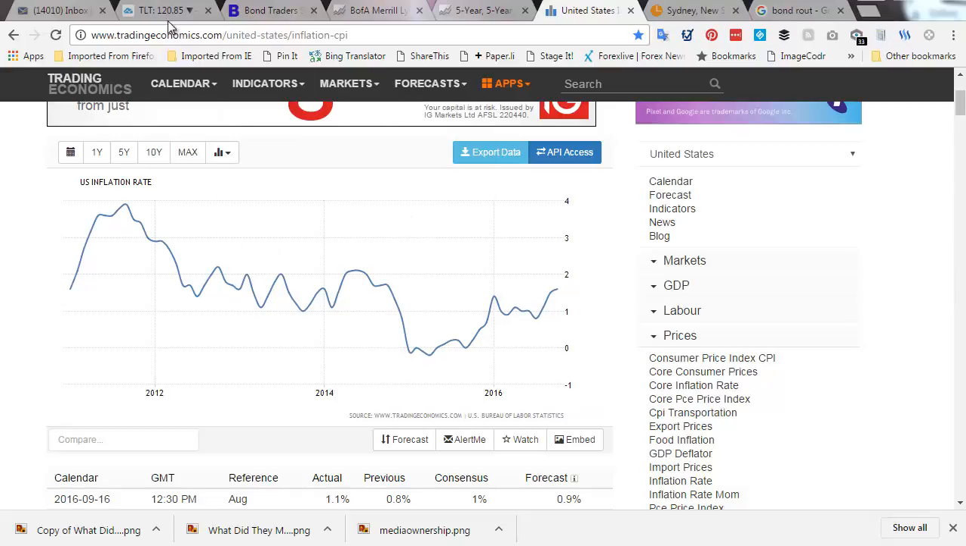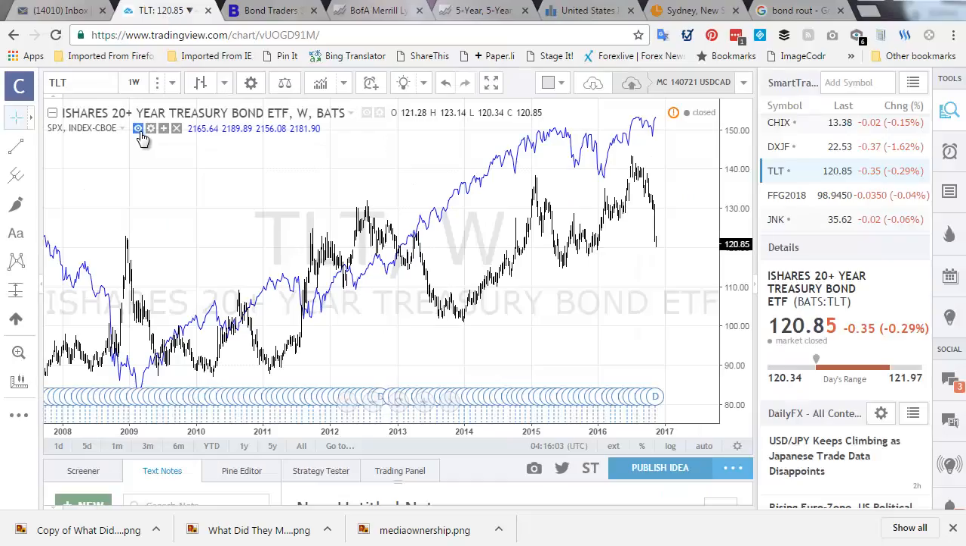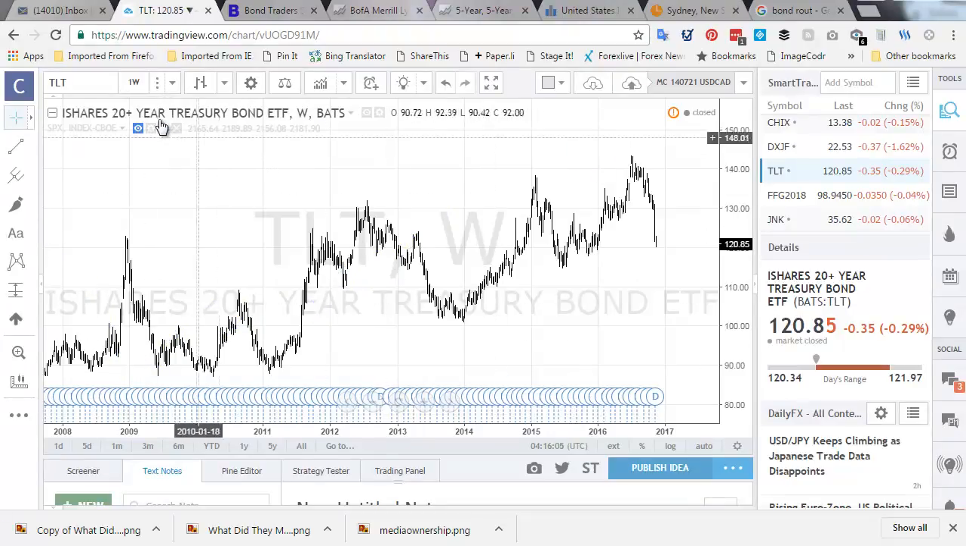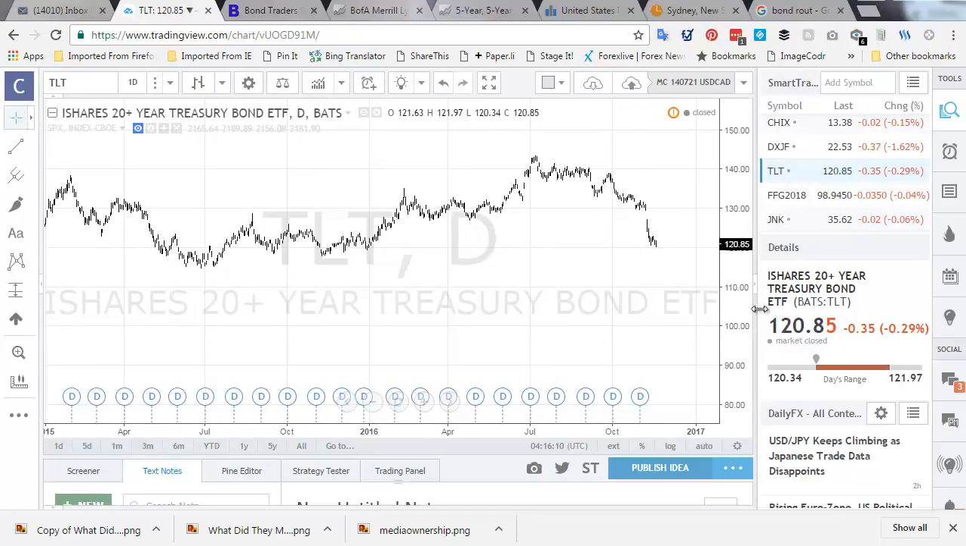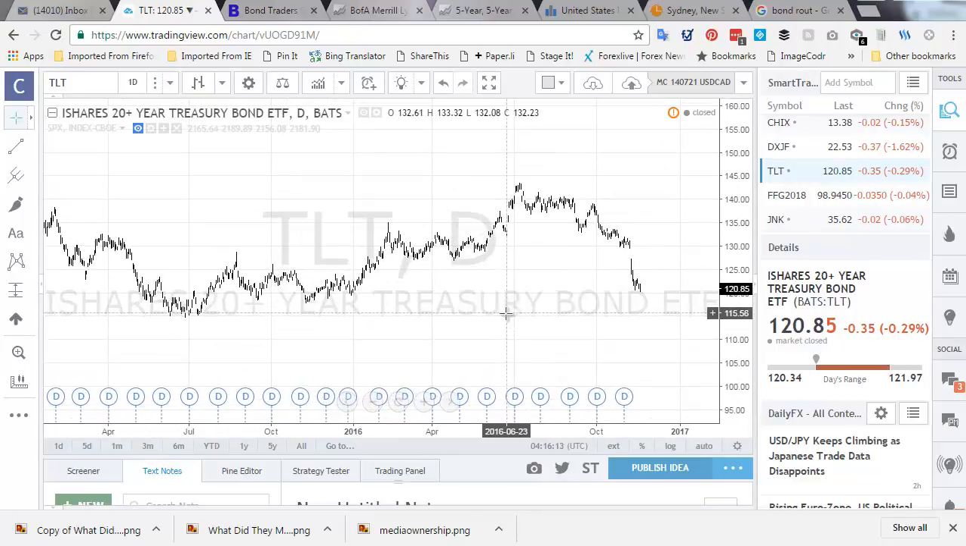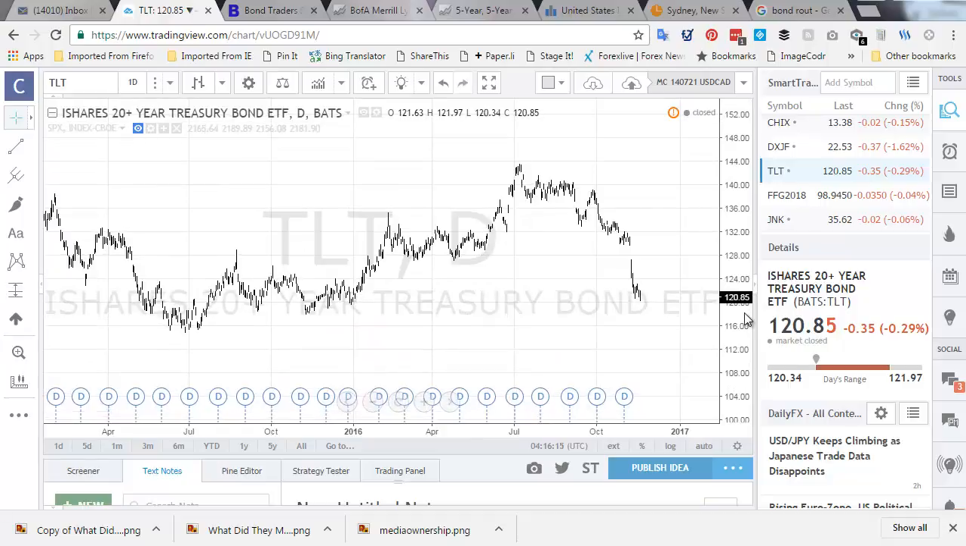And so we'll go back to our TLT chart, we'll get rid of this index, we'll go back to a daily chart, and then let's see when this thing turned around. So basically, when we see inflation rate beginning to rise, interest rates should also be beginning to rise. So the 20-year bond rate, this is the peak here. So that is July 2016. So that is the peak, July 2016.